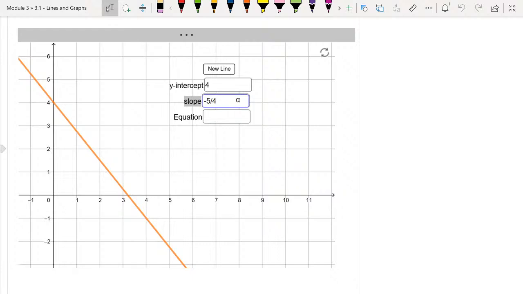I like fractions, but just so you know, sometimes they don't give you the slope as fractions. They're going to turn it into a decimal. But that's okay. Don't worry about it. You can still work with yours.